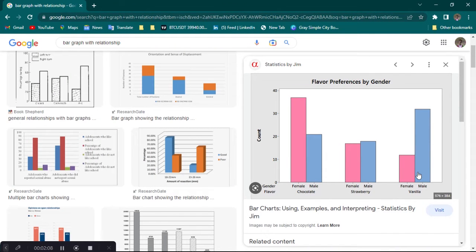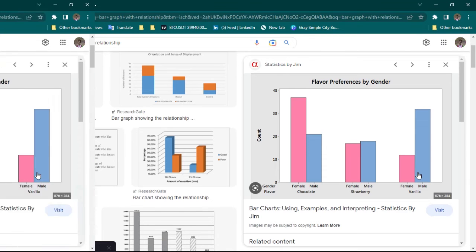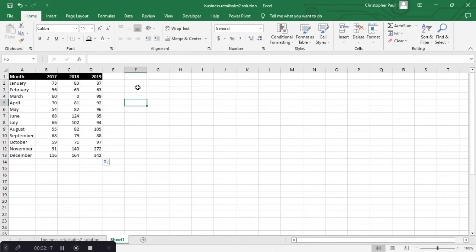Now, look at this image. Look at the way it's being represented here, male and female, because of their relationship. This is the best way to represent a graph with a relationship. Now we want to see how to do this in Excel.